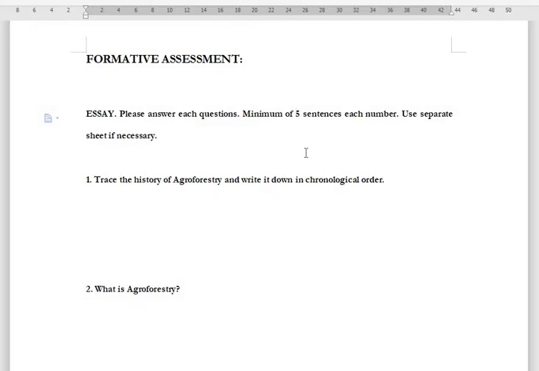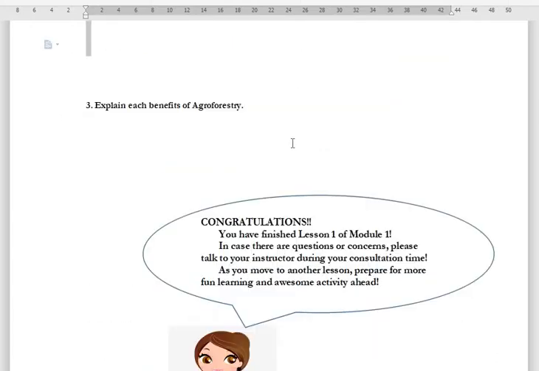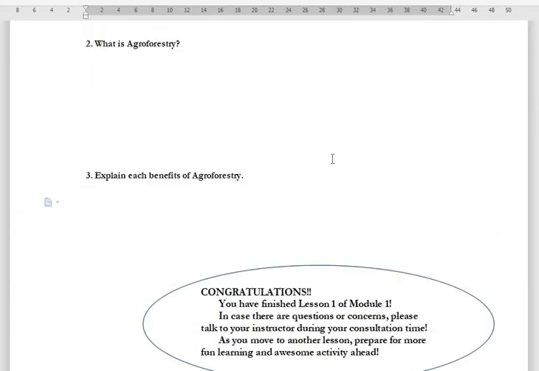No, inyo ra gyong dili inyo kopyahon ang akong gisulat, kay ma-memorize ko na nako. Dapat naay own version ninyo. No, you can do or recreate the history, pero magkasunod-sunod, with the use of your own words. All right? So what is agroforestry? So there are three questions for lesson 1 formative assessment.